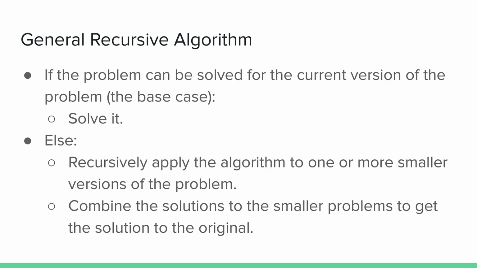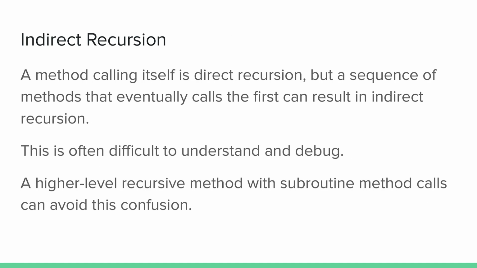So the first step of the recursive portion is to deconstruct the problem into one or more smaller versions of the problem and recursively apply the algorithm to those smaller versions. When those answers come back, you can combine the solutions to the smaller problems to get the solution to your original problem. Just as a note of caution, all of the examples that we're looking at here are called direct recursion. A method calling itself is direct recursion.